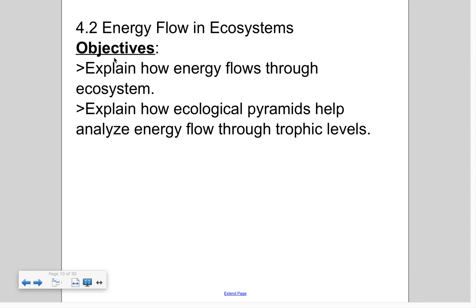We're looking at how energy and matter flow from one organism to another organism or from one part of an ecosystem to another. And so today's learning objectives are to talk about energy flow through the ecosystem, focusing in on food chains and food webs, and then talk about ecological pyramids. There are a couple of different types of pyramids that help us analyze how energy flows through each trophic level. And that's going to be a new vocab term here, trophic level.